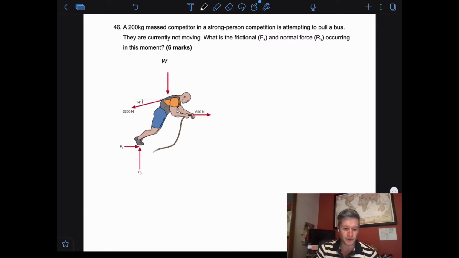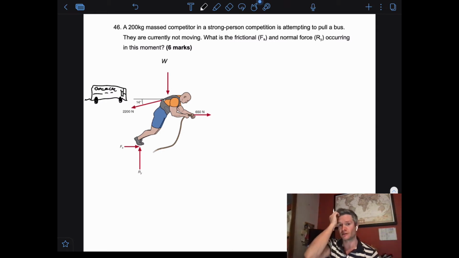So, a 200 kg competitor in a strong person competition, or a strongman competition, is attempting to pull a bus, right? Just to give a little more context, here is my super accurate bus. We've got a bunch of little windows along there. Great, totally, that's a bus. So we have the strong person trying to pull this bus. You can see they have a harness on and some ropes.